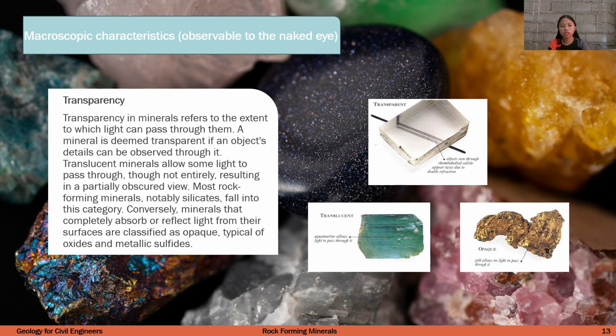Next is transparency. Transparency in minerals refers to the extent to which light can pass through them. A mineral is deemed transparent if an object's details can be observed through it. Translucent minerals allow some light to pass through, though not entirely, resulting in a partially obscured view. Most rock-forming minerals, notably silicates, fall into this category. Conversely, minerals that completely absorb or reflect light from the surfaces are classified as opaque. Typical oxides and metallic sulfides.